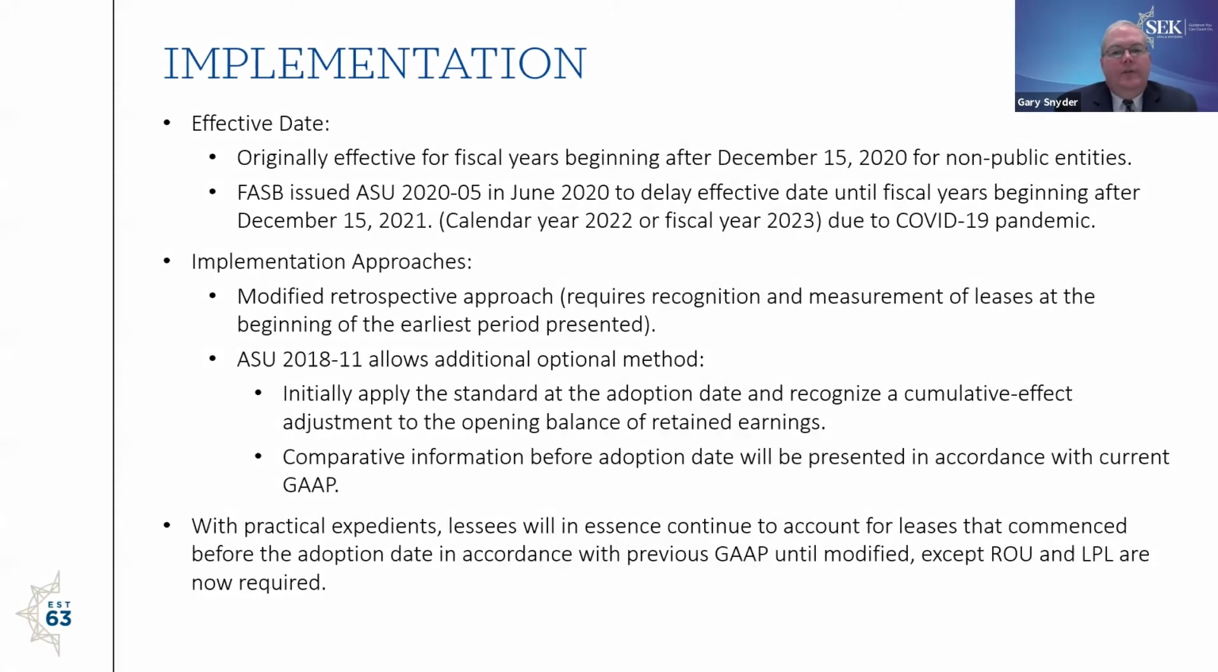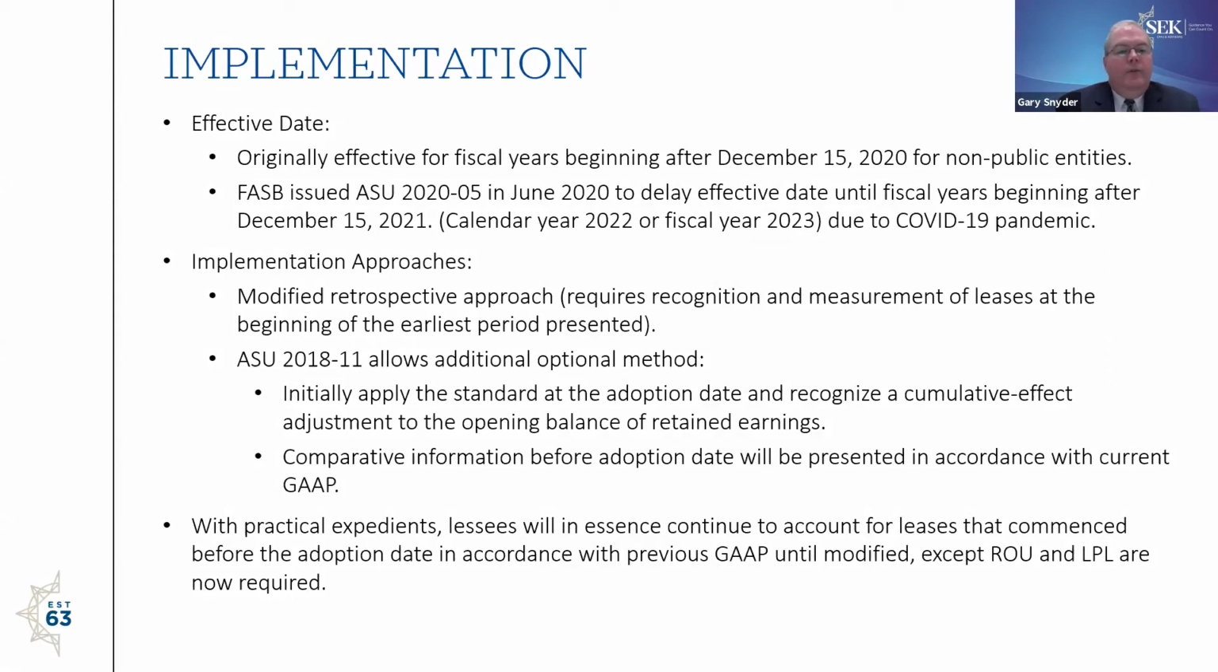So effective dates, this was originally effective for fiscal years beginning after December 15th, 2020, which was this year. Now, because of COVID, it was delayed until calendar year 2022 or fiscal year 2023. So it is effective for next year. So if you do have a significant amount of leases, this is something you want to look at pretty quickly because it does take some time, especially if you have a lot of leases to evaluate and get them booked and reported, because they need to really be reported on January 1, 2022.